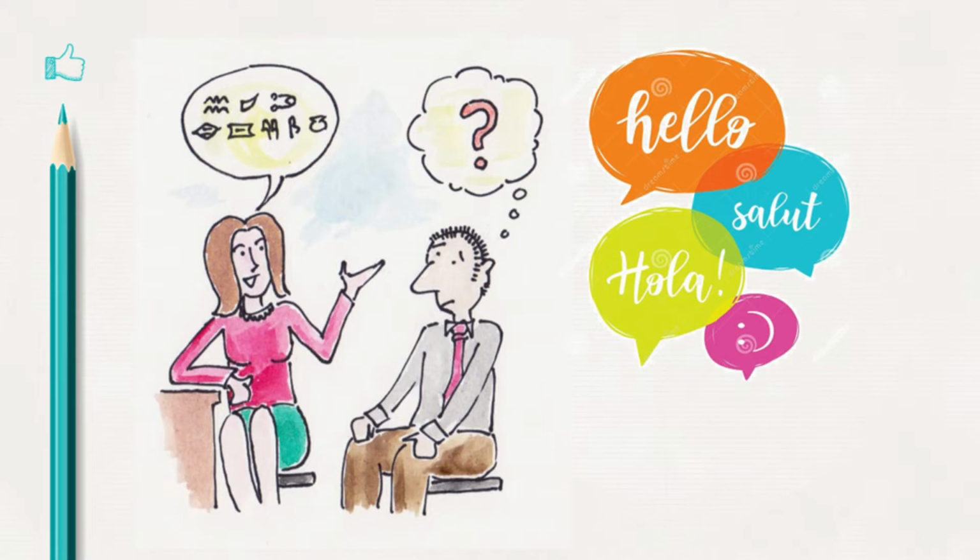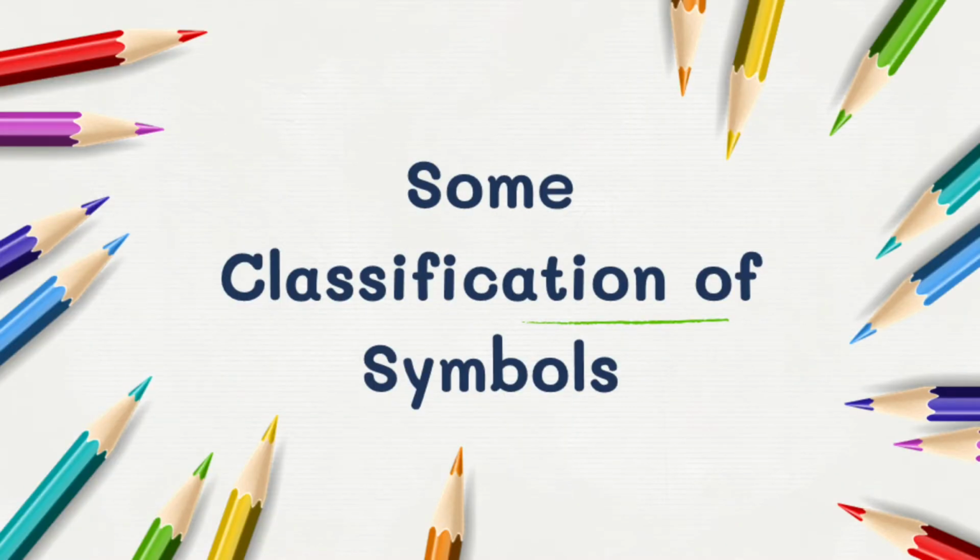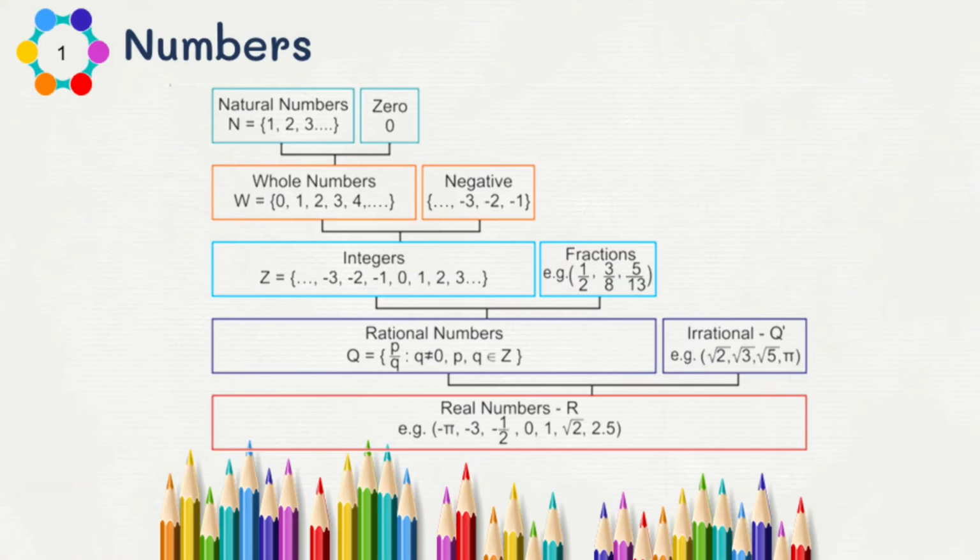Just like looking at characters you don't understand or talking to someone with a different language. That is why it is very important to fully understand the basic ABCs of a mathematical language. Some classifications of symbols in mathematics are numbers, like real numbers, rational, irrational, integers, whole numbers, and natural numbers.